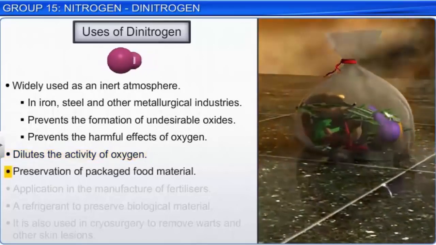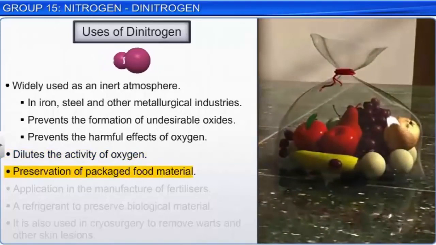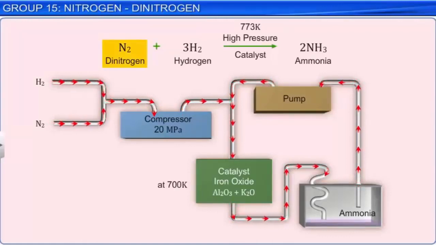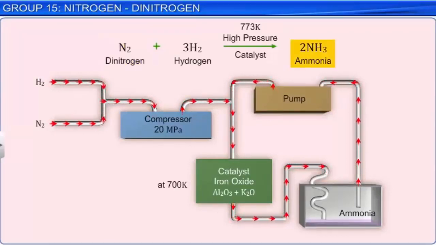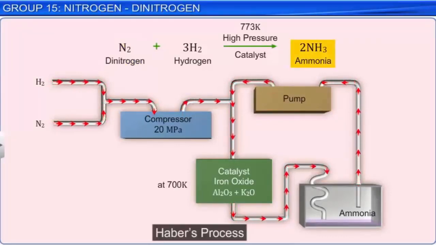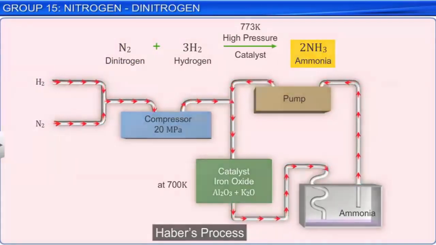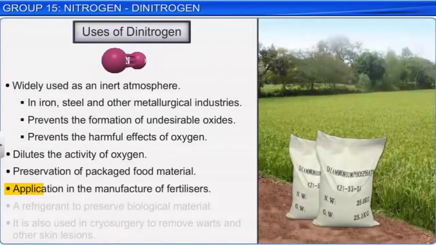It is used in the preservation of packaged food material. A large amount of dinitrogen is used in the preparation of ammonia by Haber's process. The ammonia thus prepared finds application in the manufacture of fertilizers.